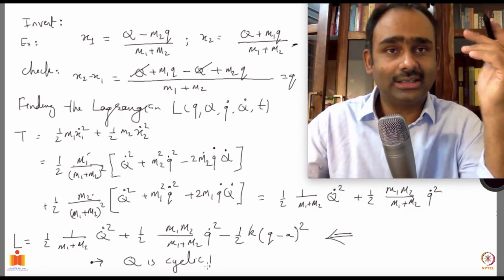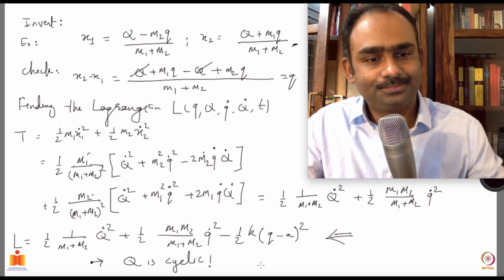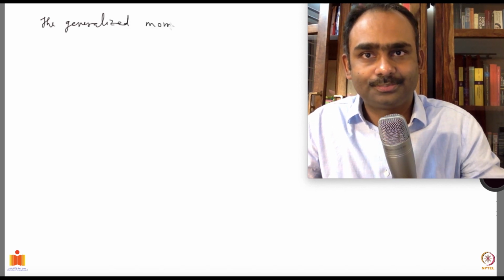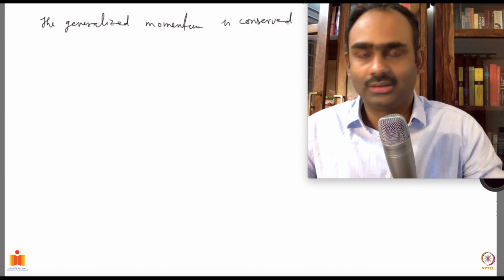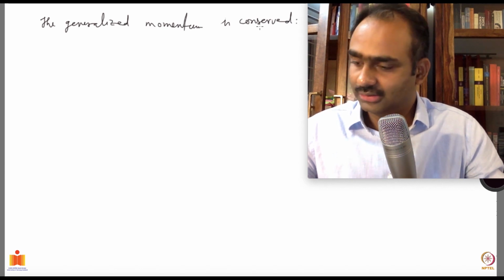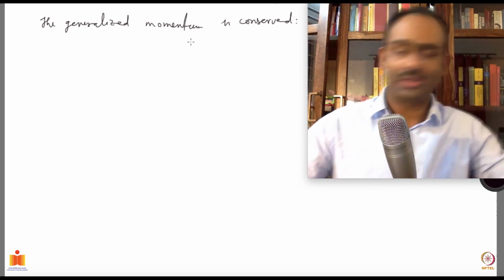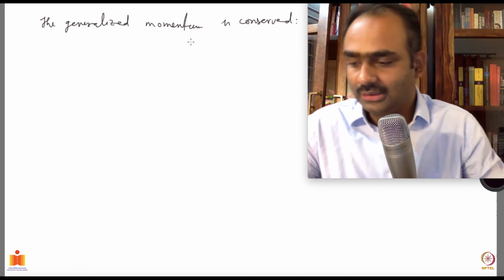Anyhow, you already know that if a coordinate is cyclic, then the corresponding generalized momentum is conserved, which means that the generalized momentum corresponding to Q is conserved. That's good. So let's find out what that thing is.